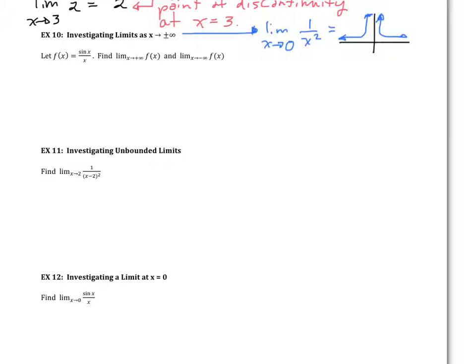As I approach 0 from the left and from the right, what is happening to the y values? They're increasing without bound. So from the left, it's approaching positive infinity, and from the right, it's approaching positive infinity.